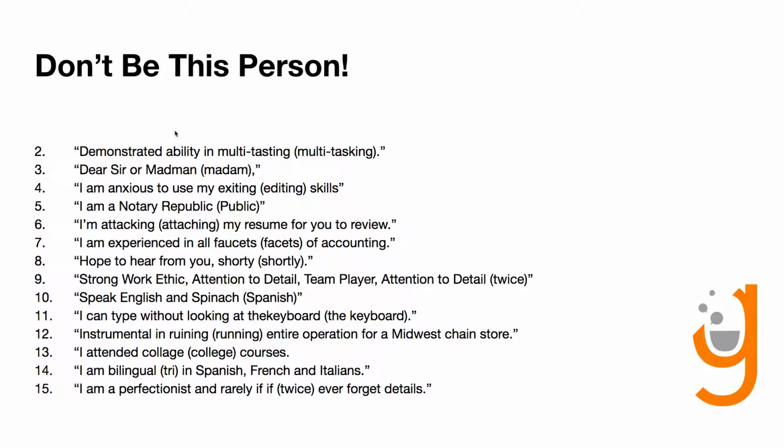So this next slide is just a bunch of visual examples where you would be seeing mistakes on somebody's resume. Instead of multitasking, they put multitasting. He said there, sir or madman, instead of madam. I'm anxious to use my exiting skills. Probably not anxious to use your exiting skills. It's not good to put on your resume. Public instead of that. Attaching instead of attacking. I think you guys kind of get the idea, obviously.